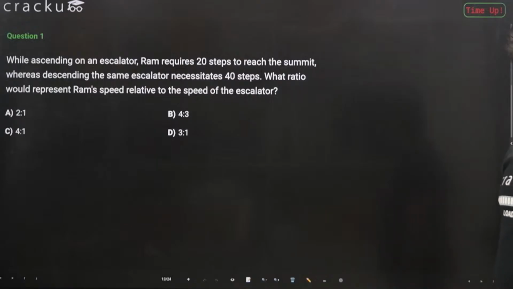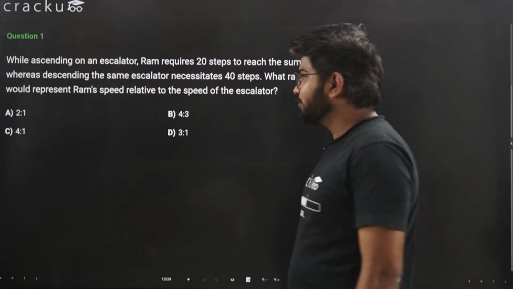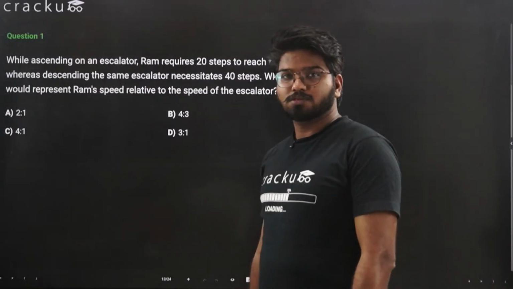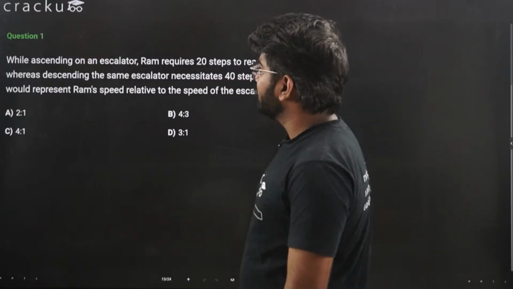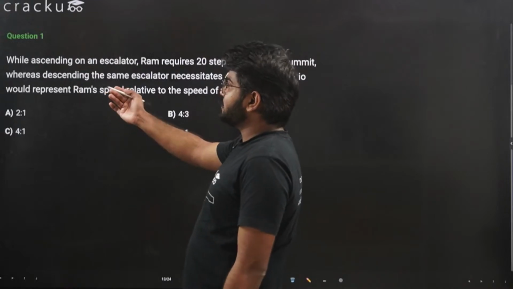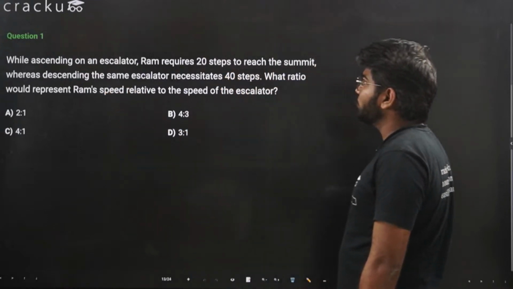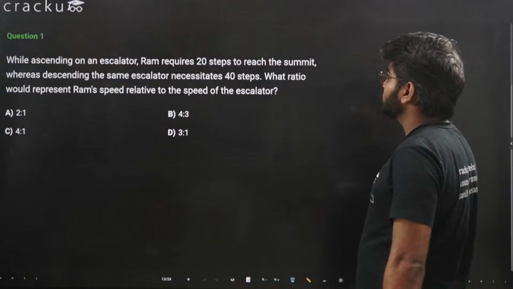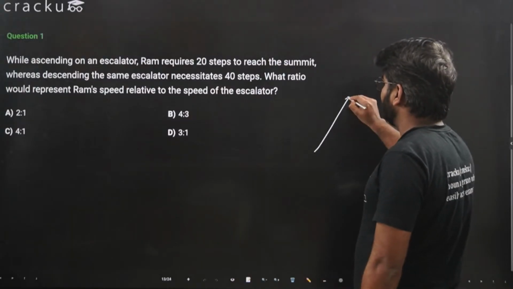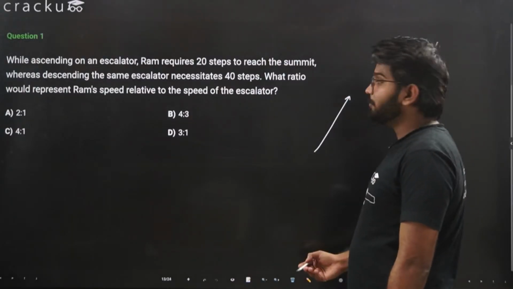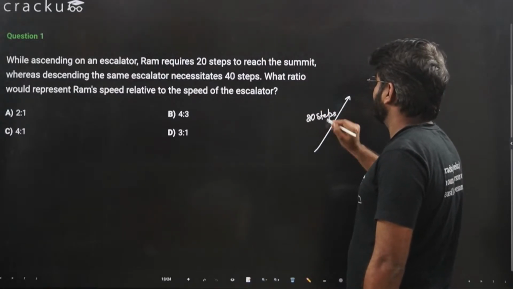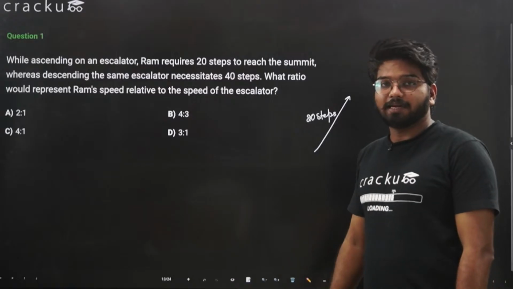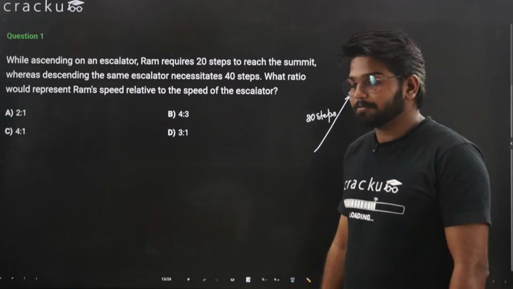Okay, I think this was an easy question, based on the initial concept of escalator we studied. It says that when ascending on an escalator, Ram requires 20 steps to reach the summit. An escalator is moving, and on that Ram takes 20 steps. We don't know the speed of Ram, and we also don't know the speed of the escalator.